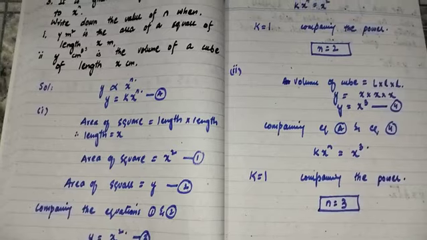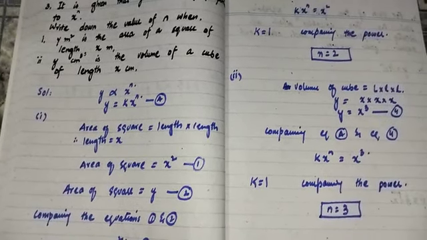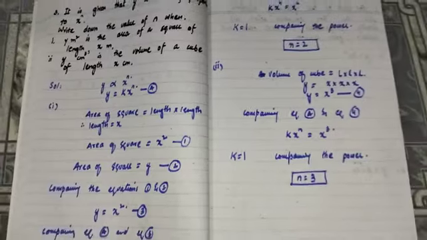So in the first part, when the area is given, the value of n is 2. When the volume is given, then the value of n is 3. So this is the question.